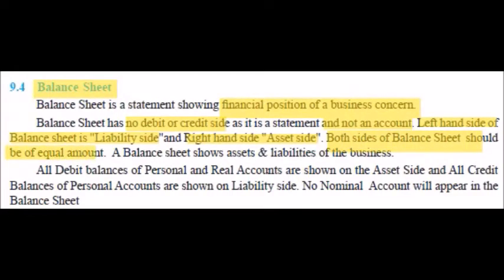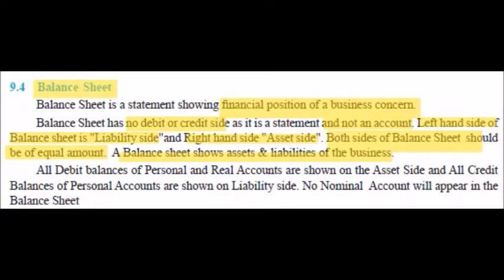So in the liability side and the asset side, we should get an equal amount. A balance sheet shows the assets and liabilities of the business. So how the business is balancing, that amount should be equal on both sides, the liability side and the asset side of the business.